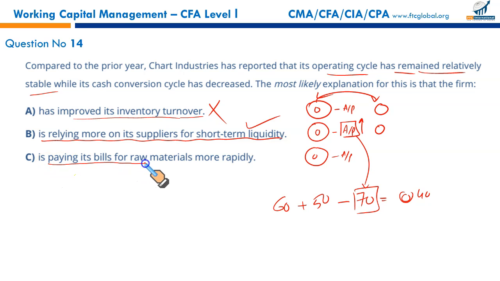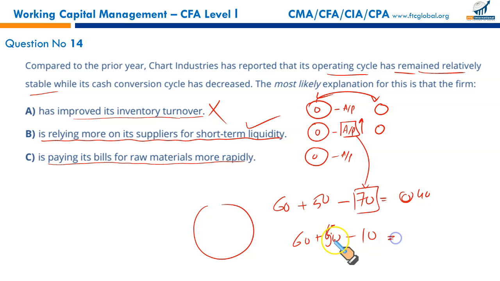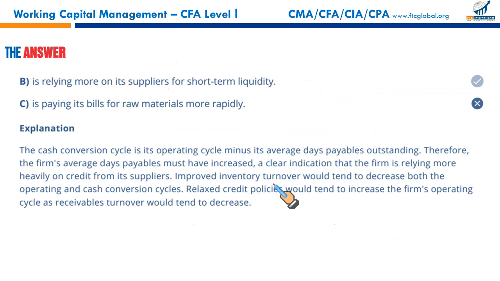Is paying its bills for raw materials more rapidly. When you're paying your bills more rapidly, your cash conversion cycle will, for example, instead of paying after 70 days, you're paying on every 10th day. 60 plus 50 less 10. See, you have your cash conversion cycle at 100 days. This way, the cash conversion cycle will become longer. Wrong. So it means the correct option is option B.